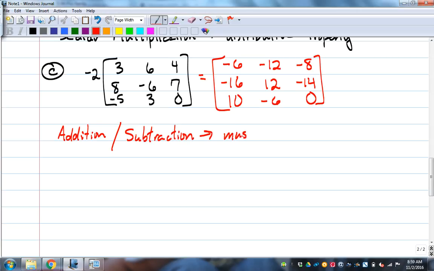They must be the same size. So you can't add, you can take a matrix that's this size: 2, -6, -5, 8, draw my bracket, 10, -11.